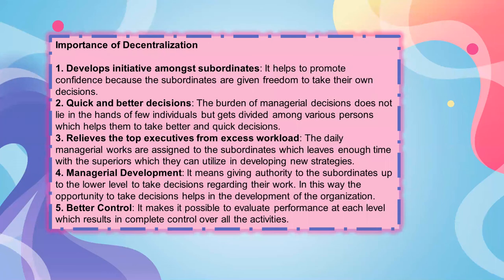Now the importance, why we need this: because it develops initiative amongst the subordinates. When the subordinate is given some authority, he feels motivated and takes the initiative to achieve the target. Then again, it helps in better and quick decision making. When authority is delegated, the manager is not left without ideas. Suppose the team leader can help him out, or somebody who is assigned the authority can help in taking better decisions.